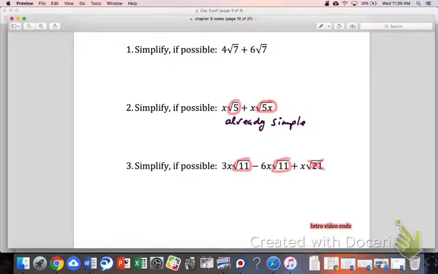So I can add the first two. I can add these two together, I guess technically subtract them. But the last one I'm not going to be able to do anything with. So when you are adding like terms that have these like radicals, what you do is you combine your coefficients. This time it's going to be subtraction. So 3x minus 6x is negative 3x, and then root 11, so negative 3x root 11, plus x root 21. And again, because those two terms there are unlike terms, because the radicals are different, it means we cannot combine them or simplify this any further, and that would be our final simplification for this one.